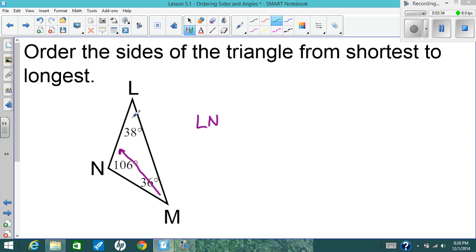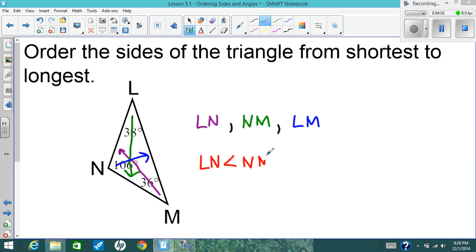The one in the middle here is angle L. It's across from NM. And the biggest is angle N, and the side across from that is LM. So we have a list here. We can list these from shortest to longest, or we can write them mathematically. The length of LN is less than the length of NM, which is less than the length of LM.